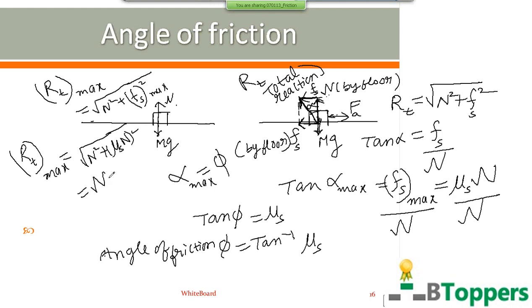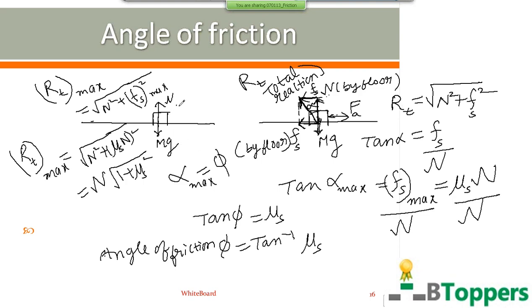So I can write maximum value of total reaction is equal to square root of N into square root of 1 plus mu_s squared. When the horizontal force applied on the block is increased gradually from 0, as explained earlier, the magnitude of static friction on the block also increases from 0 to the maximum value. So the magnitude of the total reaction is minimum when static friction is minimum.